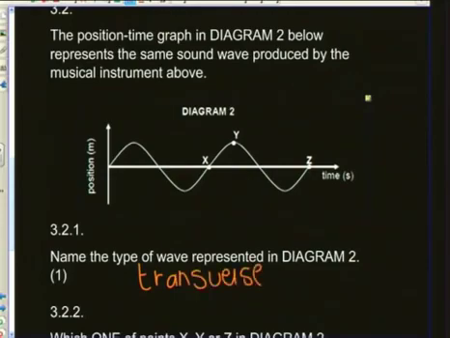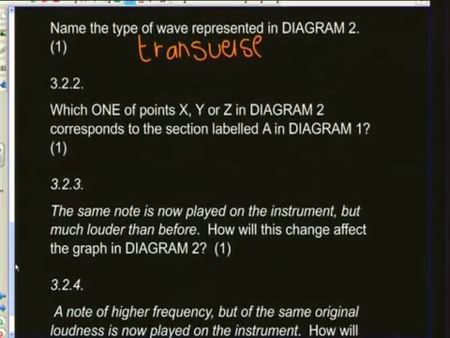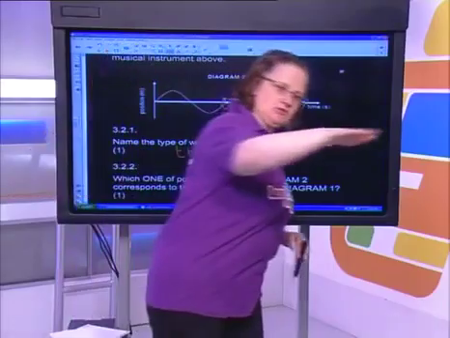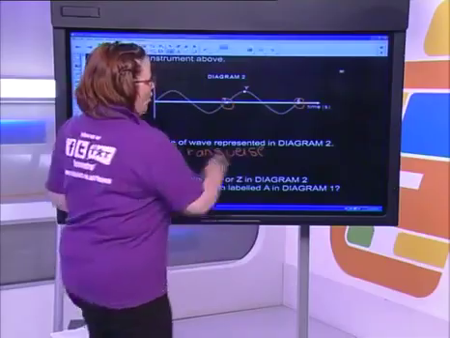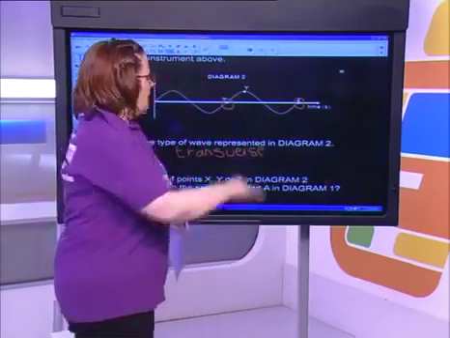As it stands, okay? Now, 3.2. Which one, X, Y, or Z in the diagram, corresponds to the section labeled A? So let's look at X, Y, and Z. X and Z are at equilibrium positions, okay? Y is at a crest. The crest or the trough can be your compression or your rarefaction.